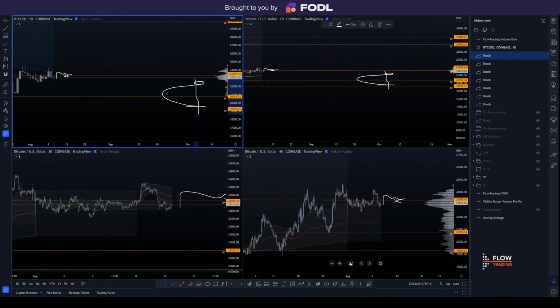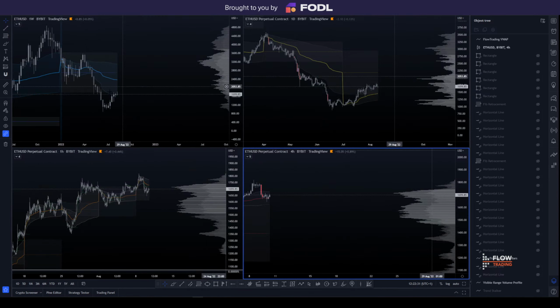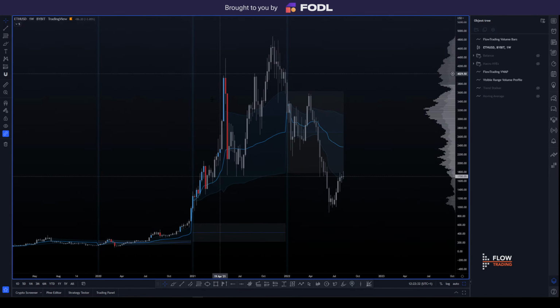So yeah, I hope this makes it clear. I'll move on. This is almost an hour long. I'll move on to Ethereum now. So starting with the weekly chart, let's have a look at the weekly chart here.